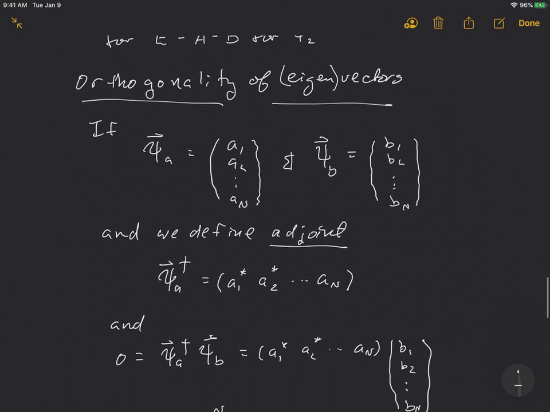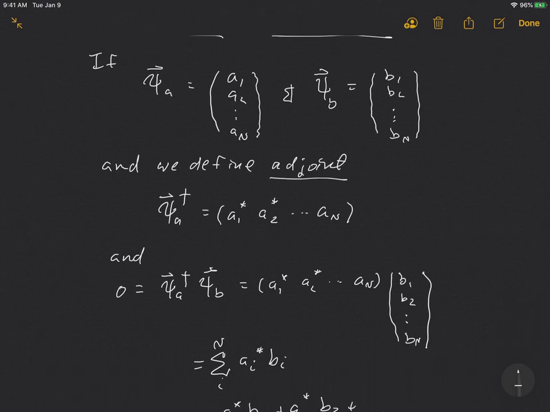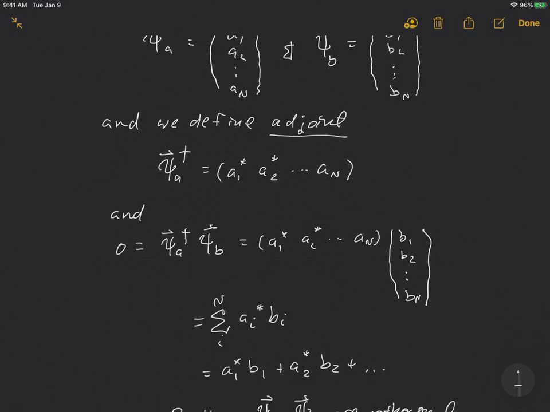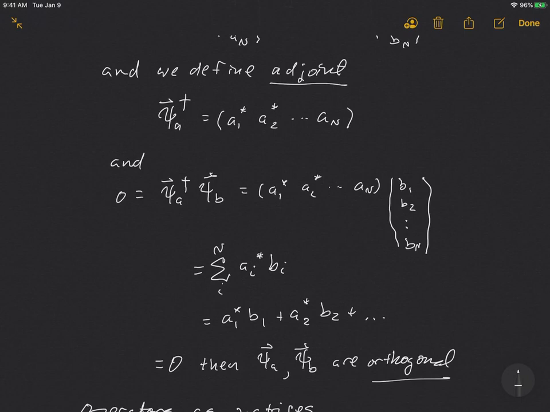So that's the adjoint. Then if we multiply the adjoint of our wave vector psi sub A with psi sub B, that's going to be equal to this kind of multiplication of a row vector with a column vector, which is essentially just a sum. It's equal to the sum of A_i star B_i. In other words, A1 star times B1 plus A2 star times B2, and so on. Now, if the result of that sum over all of those linear coefficients is 0, then we say that psi A and psi B are orthogonal. And thus they represent different states. They have different properties, perhaps a different energy, although they could be degenerate.